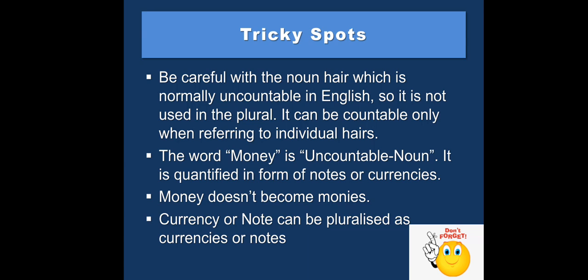The word money is an uncountable noun. It is quantified in the form of notes or currencies. Money does not become monies. Currency or note cannot be pluralized as currencies or notes.